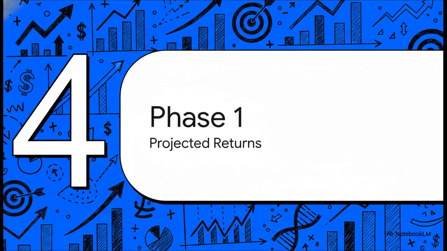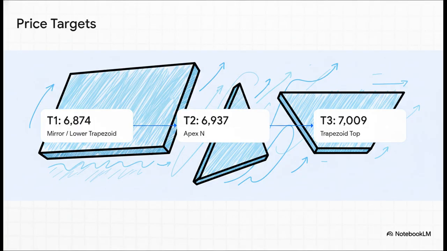Okay, so we've got our entry points and we've got our position size. That's the risk part of the plan all sorted out. Now let's flip the coin and look at the reward side, the predefined profit targets. The plan identifies 3 specific price targets, and all of them come from that geometric structure we saw earlier. T1 is at the mirror/lower trapezoid level. T2 is at a point called apex N. And the final target, T3, is the trapezoid top, way up at 7,009.